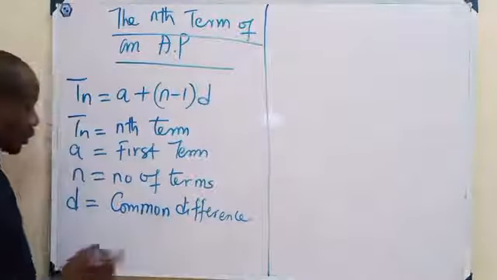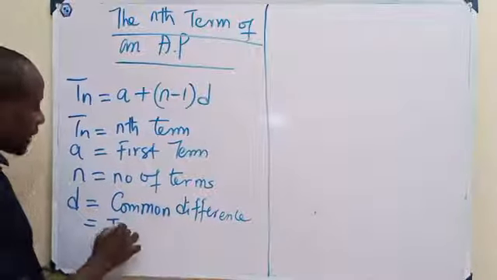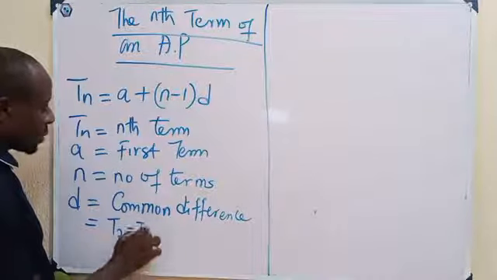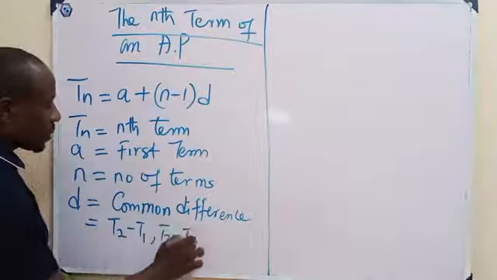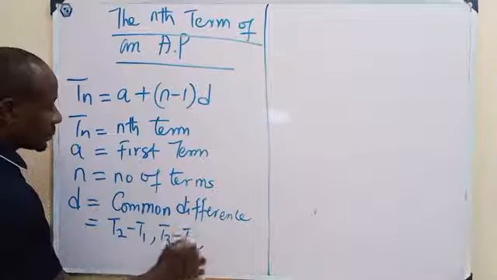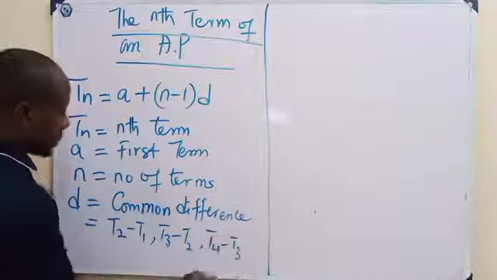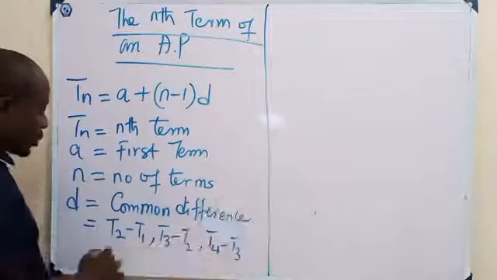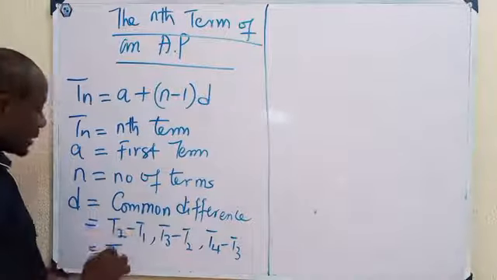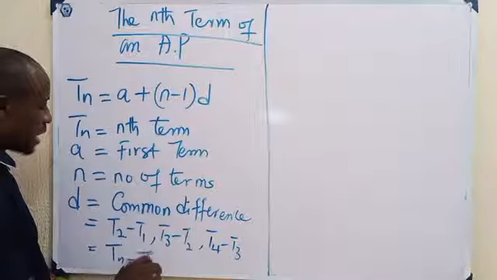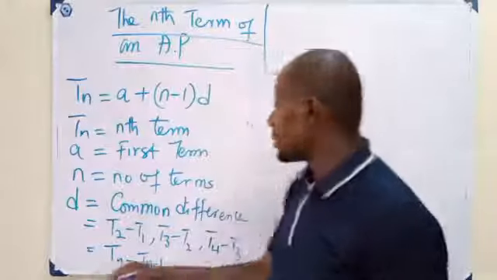Common difference is equal to the second term minus the first one, or the third one minus the second one, or the fourth one minus the third one. So just like that, like that, like that. In general terms, it is Tn minus Tn minus 1. So that is the general form, and this is the order of the common difference.